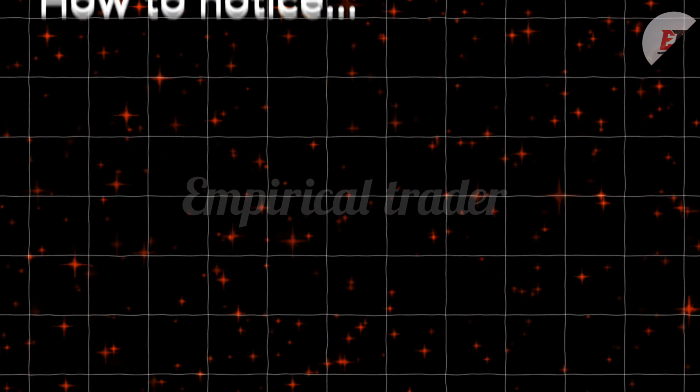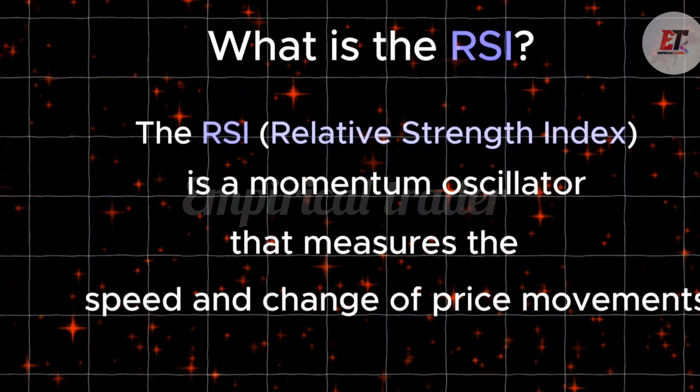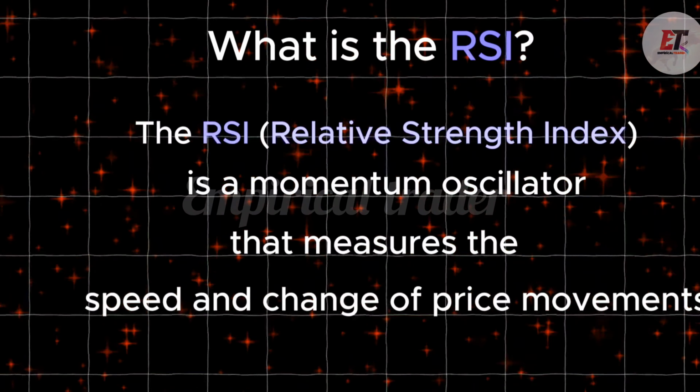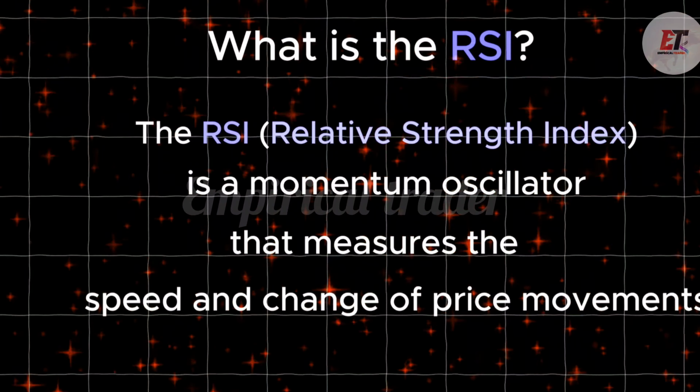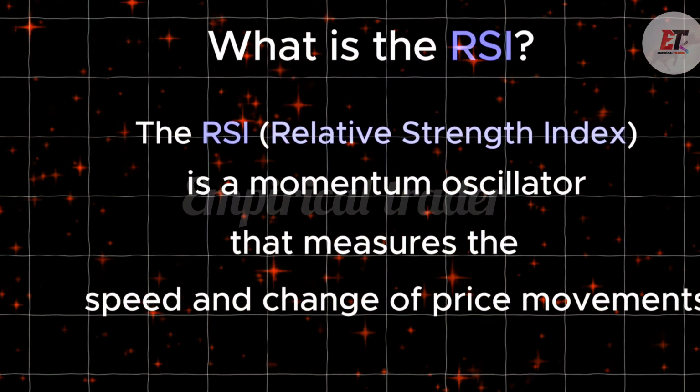What is the RSI indicator? The RSI stands for the Relative Strength Index, and it's a momentum oscillator that measures the speed and change of price movements. The RSI can help traders recognize potential trend reversals and show a estimation of the price, such as a market being oversold or overbought.